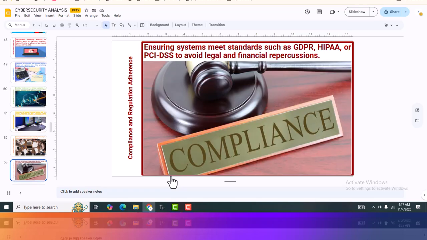So the next thing is compliance and regulation adherence. We must put in place rules and policies that help us safeguard ourselves, our organizations, and our infrastructure, whether on-premises, cloud-based, or hybrid. We must put compliance, regulations, and rules that can guide everyone within the organization to adhere to the organization's security policies.